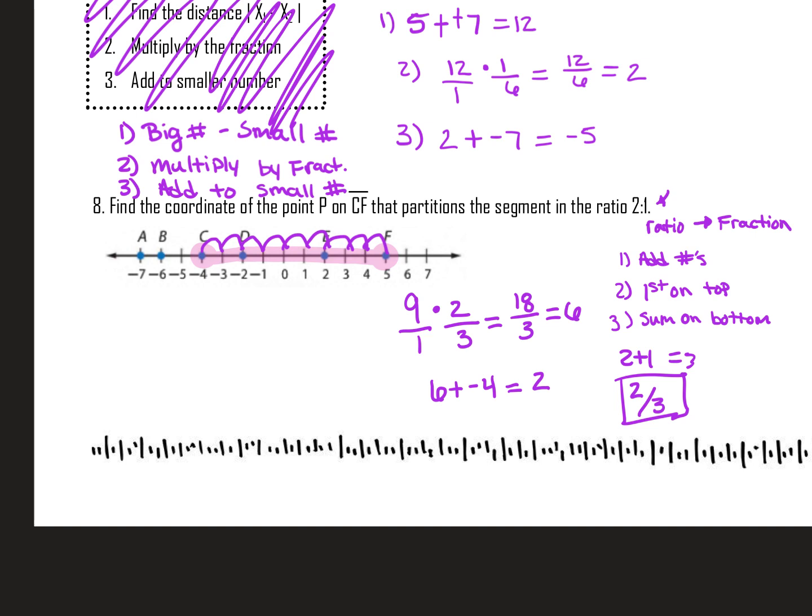And just so you understand where this 9 came from, y'all, I'll do the quick little process. It would be 5 minus negative 4, chop, chop, equals 9. And that's where that 9 came from.